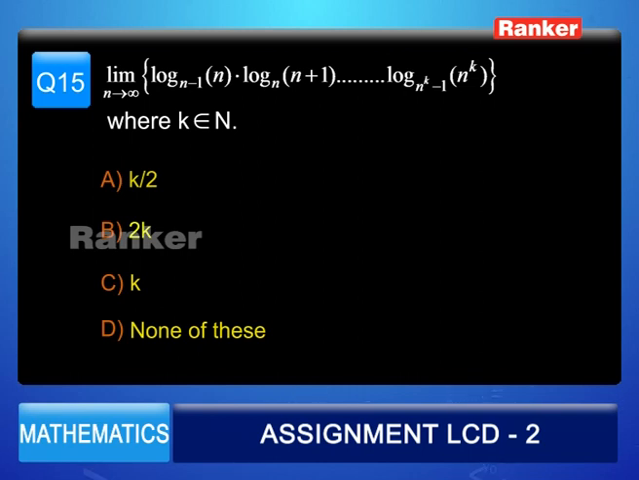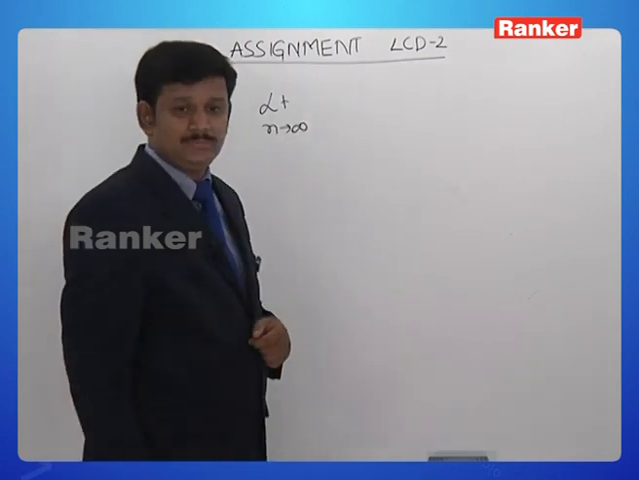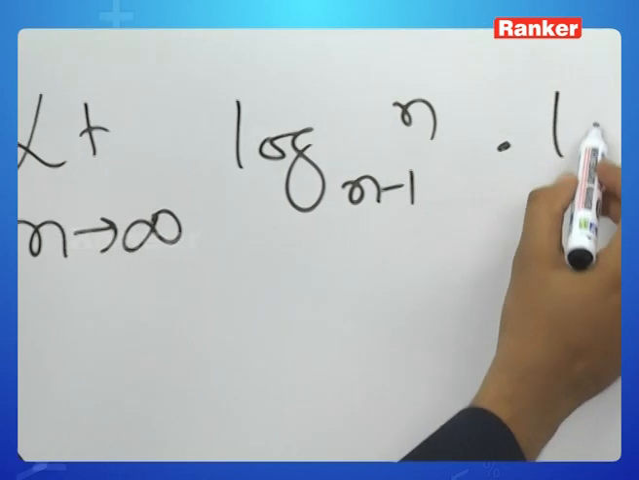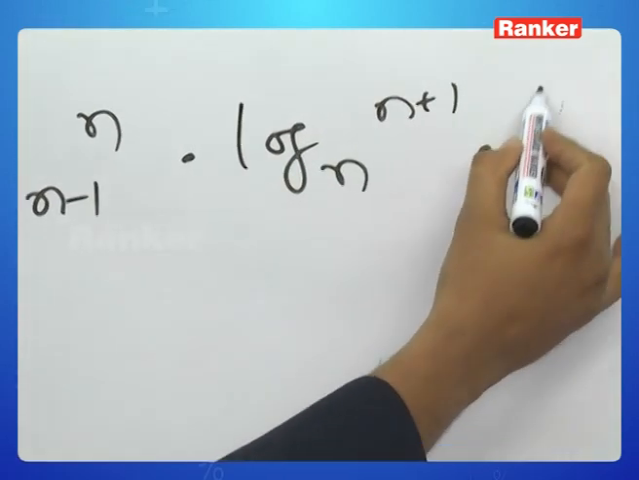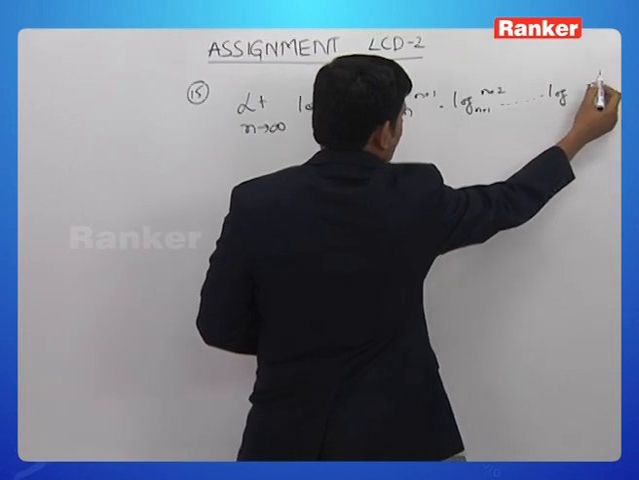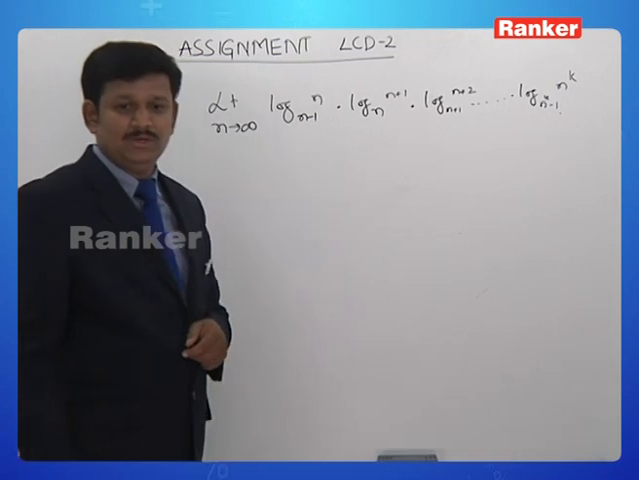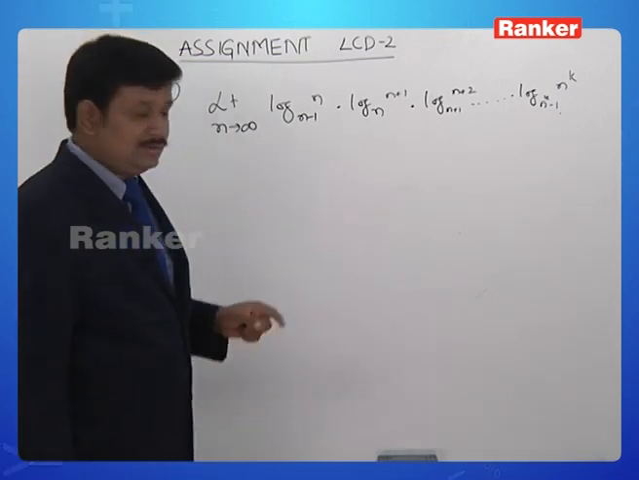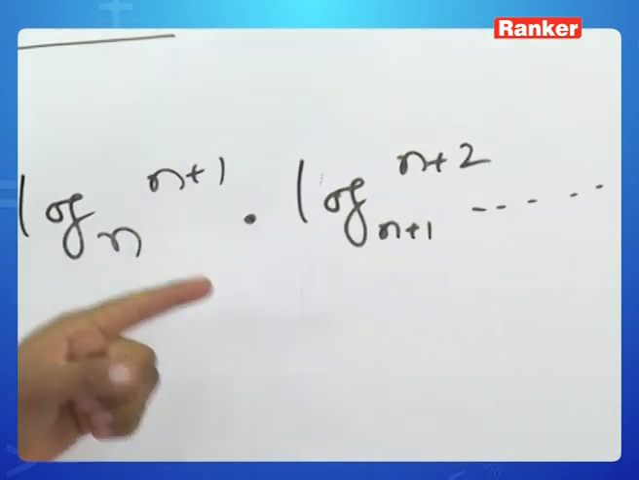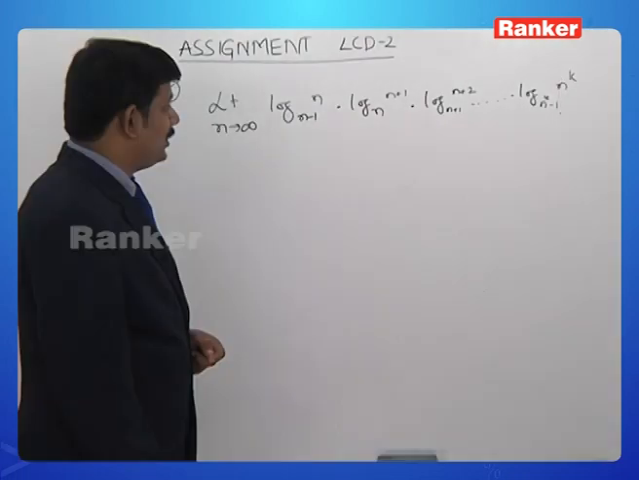Next question: evaluate the limit as n tends to infinity of log of n to the base n minus 1, into log of n plus 1 to the base n, into log of n plus 2 to the base n plus 1, and so on up to log of n power k to the base n power k minus 1.